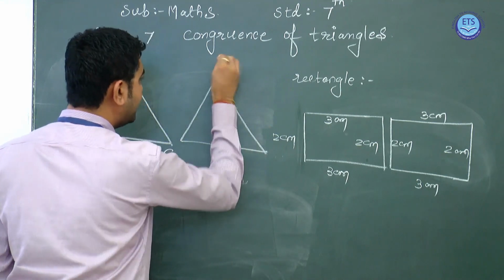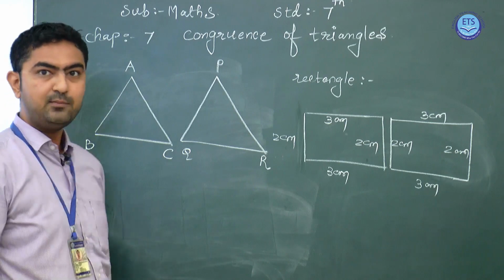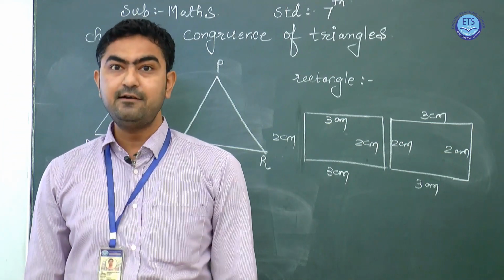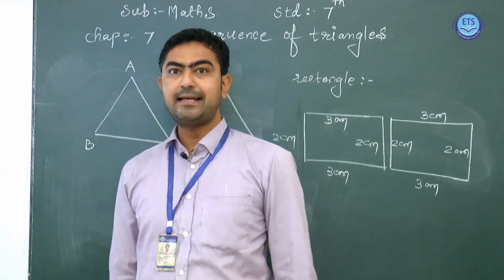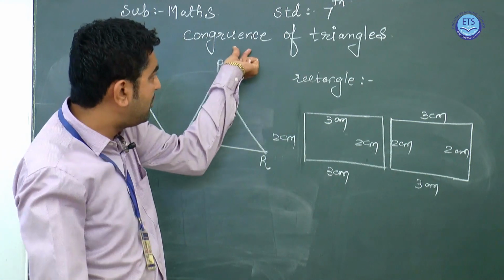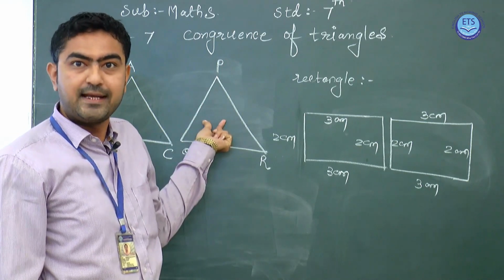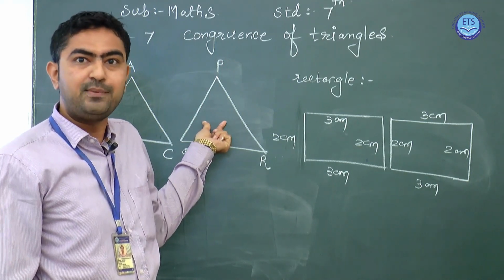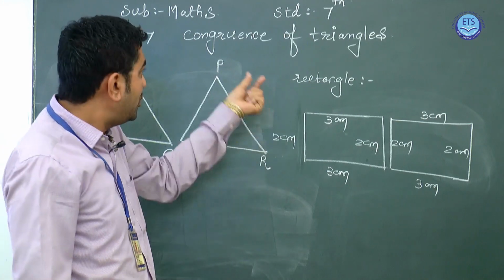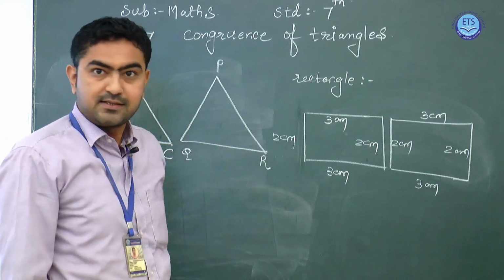There are two triangles here. The first is named triangle ABC and the second figure is named triangle PQR. Now, what is the meaning of congruence in these two triangles, first triangle ABC and second triangle PQR? How do we apply the congruence rule in these two triangles?